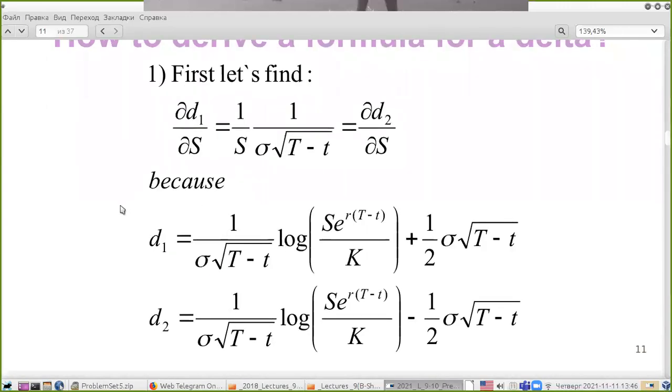So what's the expression for d1 from the Black-Scholes formula? It's this expression. How can we find the derivative of this with respect to S? With respect to S, the rest is only a constant coefficient, so we can rewrite this. After that, we should find the derivative of a logarithm. What is the derivative of a logarithm?